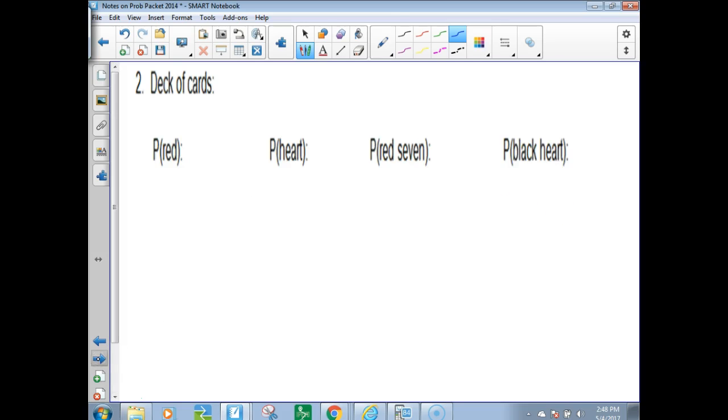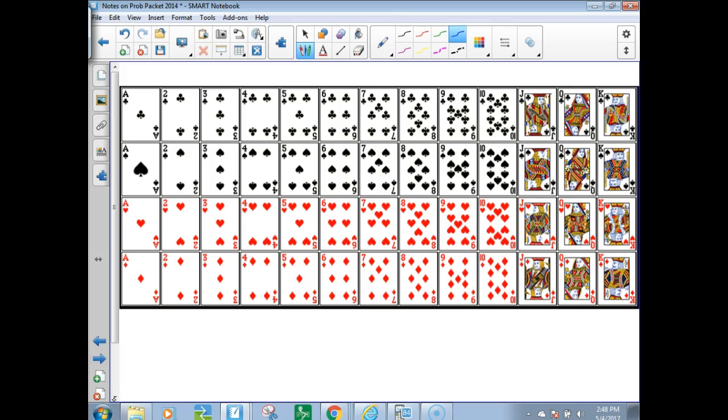That's basic probability. Now, a deck of cards. I have found that a lot of students aren't familiar with decks of cards, so I'm going to show you a deck. A deck of cards has 4 suits. Each suit has 13 cards in it, so there are a total of 52 cards in a deck. There are 13 clubs, 13 spades, which are both black, 13 hearts, and 13 diamonds.